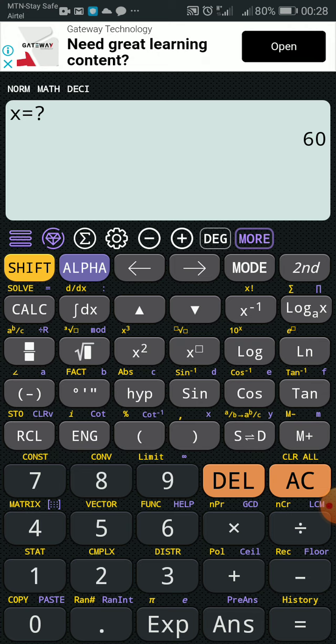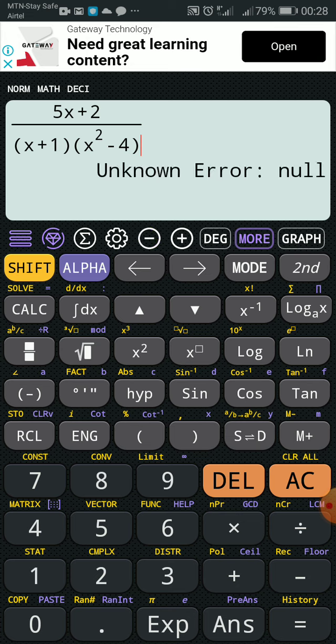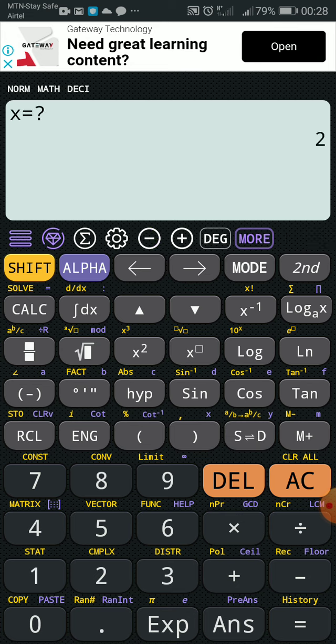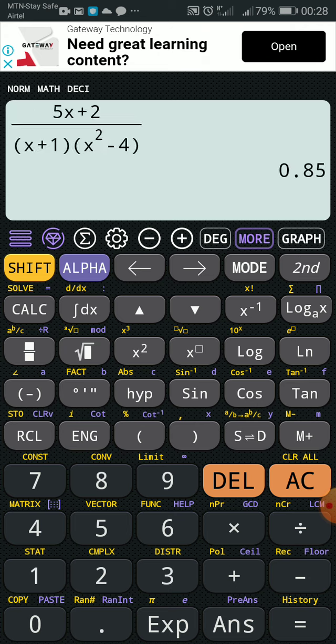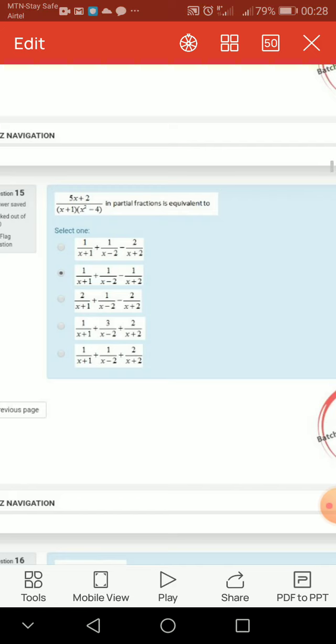So I'm going to choose 3. Now I won't choose 2 because I suspect 2 will give me math error. Just see, if I press equal to, you see it's going to show me error. So instead I'm going to choose another number. So let's choose 3. Now I chose x to be 3 and see what I got, 0.85.